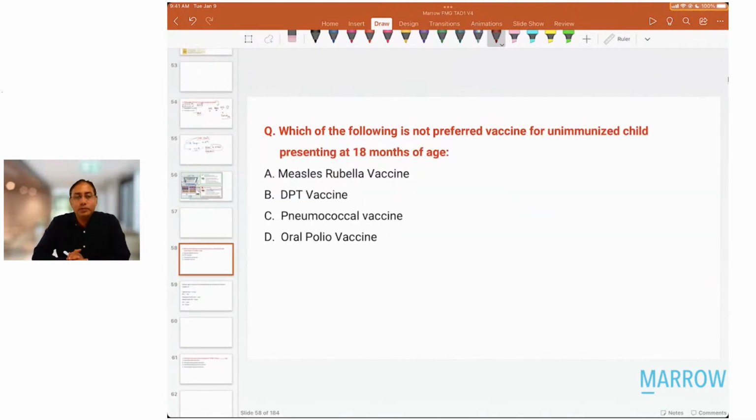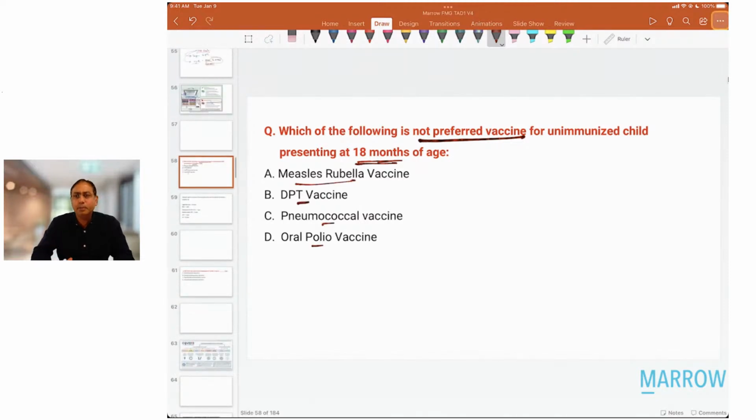Coming to the next MCQ, which of the following is not a preferred vaccine for an unimmunized child presenting at 18 months of age? The question is, the child has not been immunized till 18 months, 1.5 years. So what do you think, which of the following is not a preferred vaccine? Options are measles, rubella, DPT, pneumococcal, OPV.